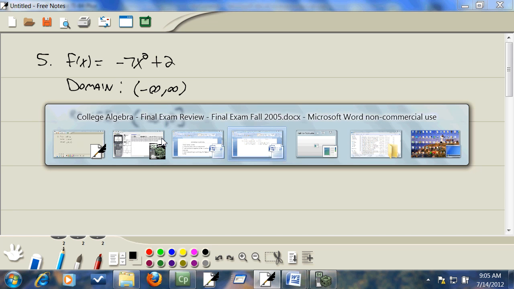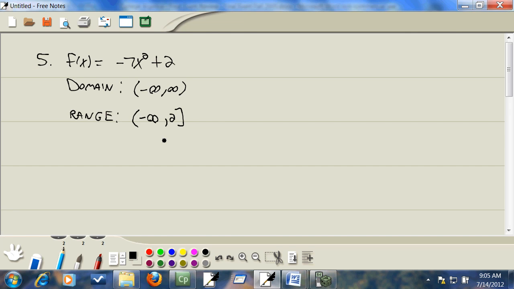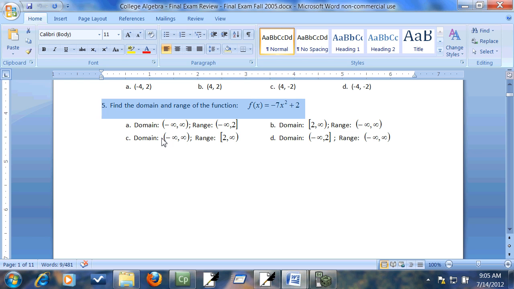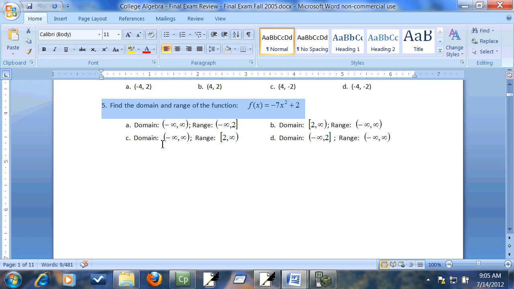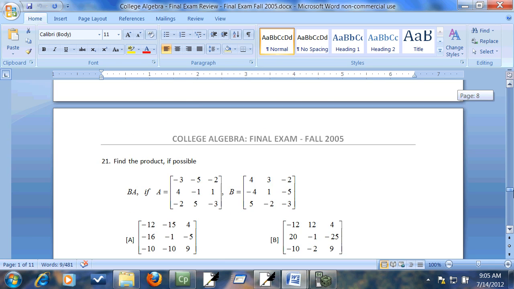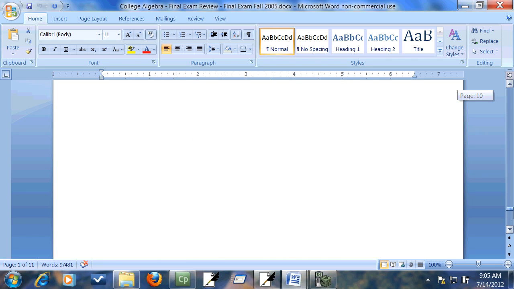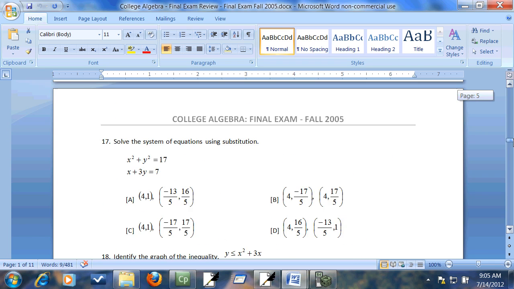So let's see which one this matches. Negative infinity to 2. Looks like A would be our answer. So let's check that out. 5a. And that checks out.